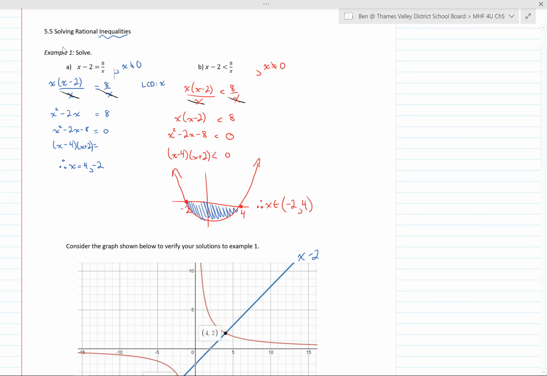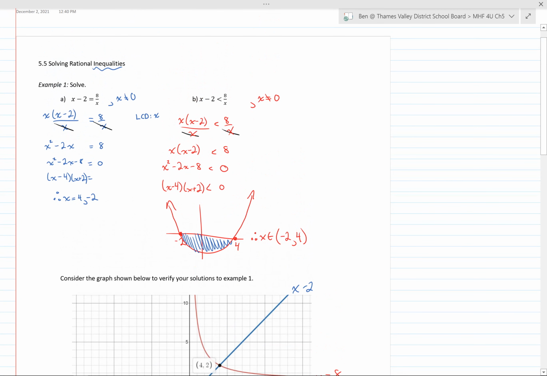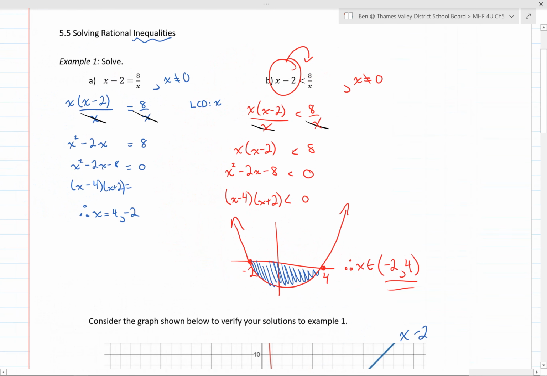And it looks like it's graphed in red down here. I have 8 over x equals 8 over x. I have them graphed. Then my function x minus 2 should be less than the function 8 over x only in between negative 2 and 4. And I'll say that again. My function x minus 2 should be less than 8 over x, because these are the solutions that we just found, only in between negative 2 and 4.